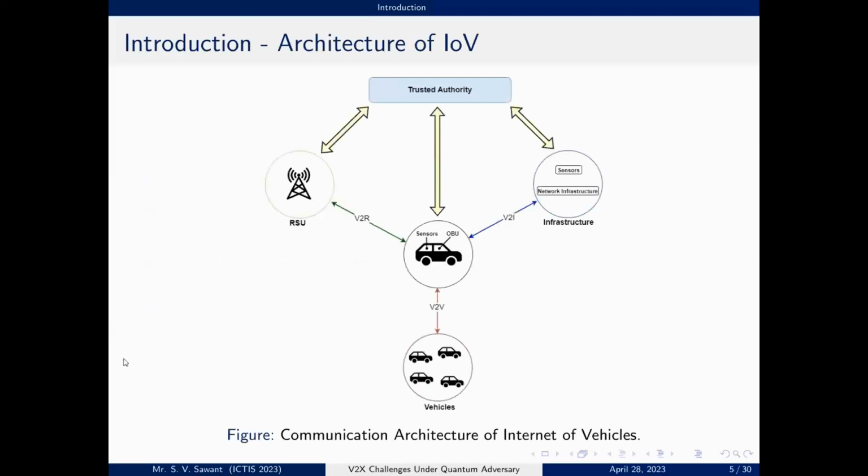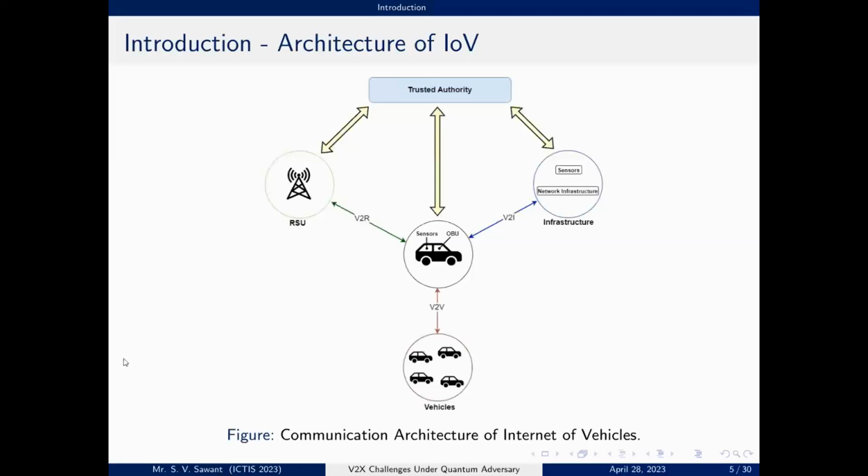And there's a lot of communication happening around. You can see V2R, that is vehicle to roadside unit communication. V2I, that is vehicle to infrastructure communication. V2V, that is vehicle to other vehicle communication. And of course, there's vehicle to the trusted authority communication. So this is the basic architecture of an IoV.